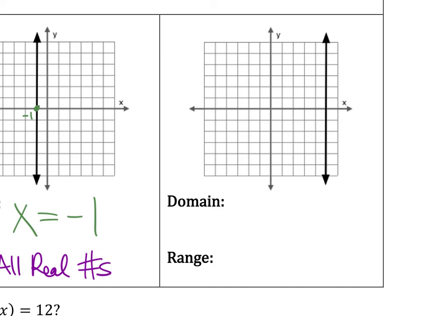So is this one horizontal or vertical? Vertical. Okay, so it's going all the way up and down, which means it only shows up at one x value. What is that x value? 1, 2, 3, 4, 5. Okay, 5. Is that positive or negative 5? That's positive 5. So my domain is only the number 5. The range is all real numbers because this graph extends from negative infinity to infinity all the way up.